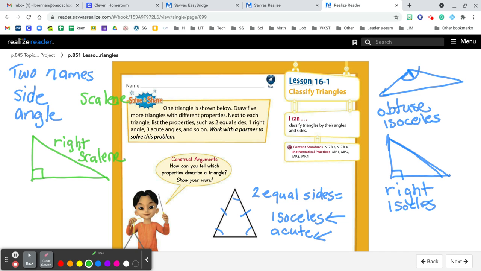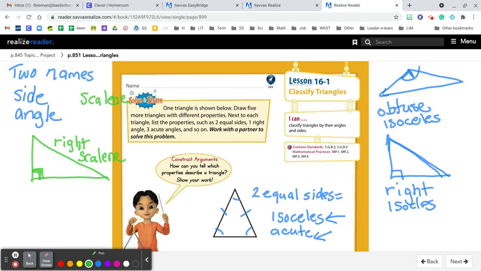Let's see, is there anything else I want to do here? We have the obtuse, the isosceles, and the scalene. So scalene is going to be all sides of different length. Right is going to have a right angle in it. Isosceles has 2 sides that are the same.